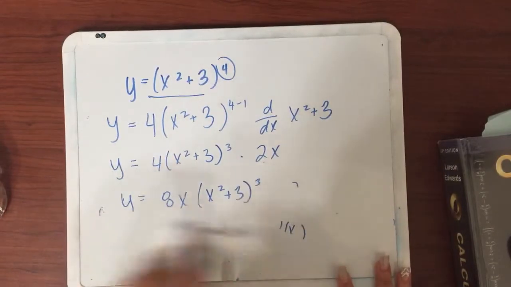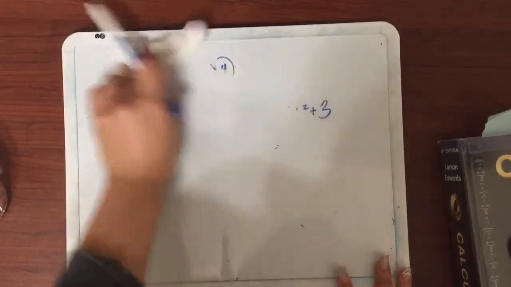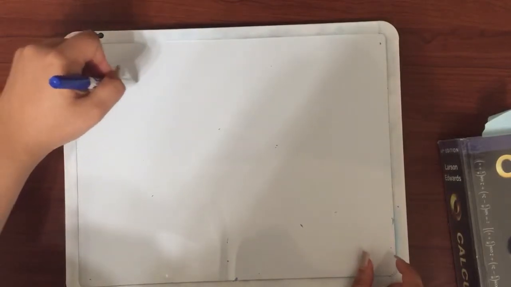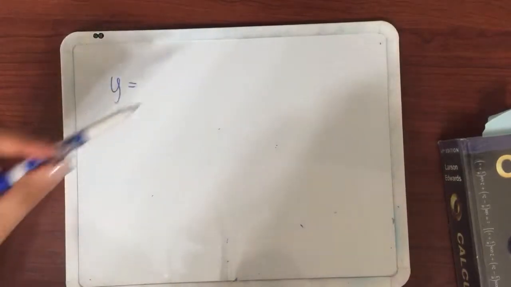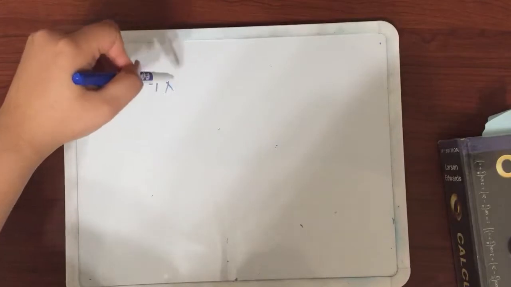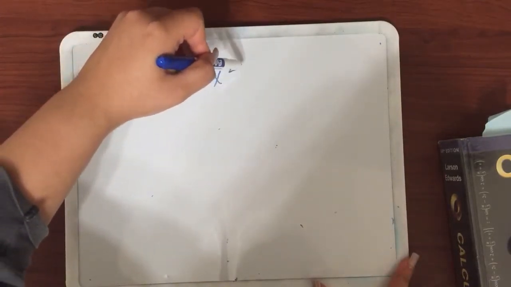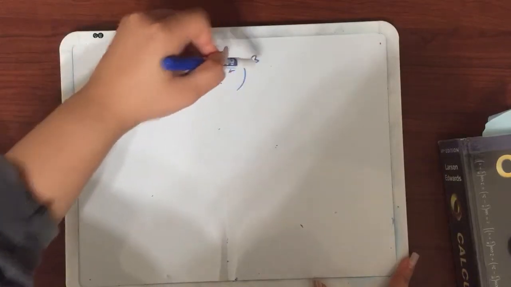All right, let's try a little bit tougher problem. Let's do y equals 4x minus 3x squared to the 3rd power.